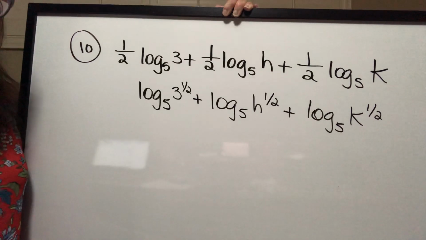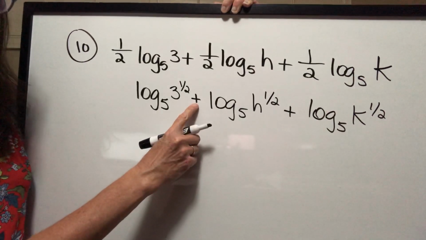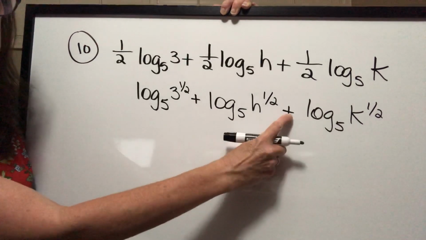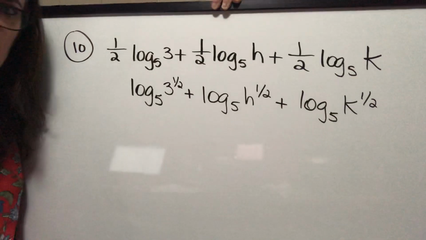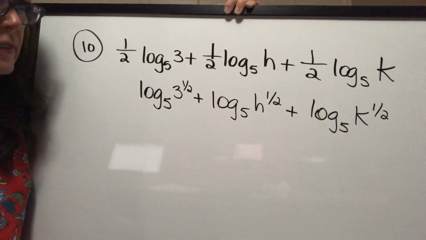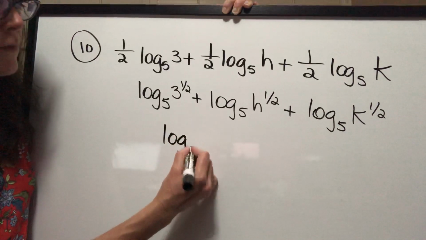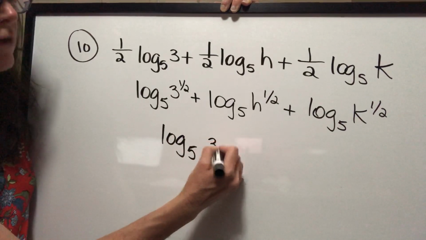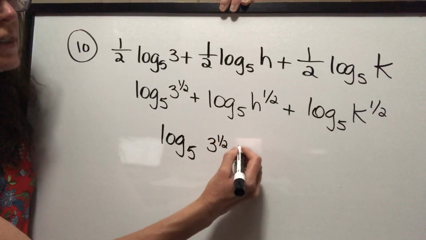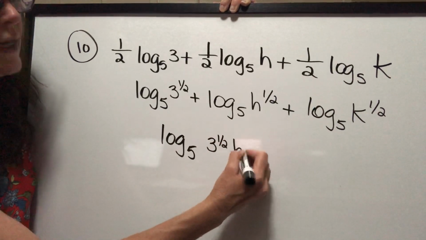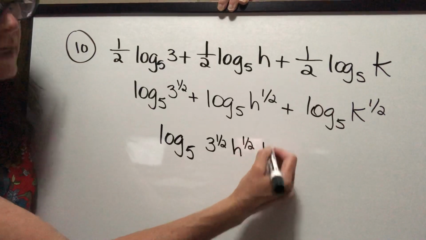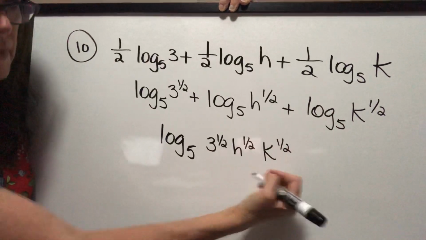Okay, so this time you'll see that all of the logs have addition between them. There's an addition here and addition here. Addition implies that it is multiplication. So I can write this as a single log with a base of 5 and have all of these multiplied together. So it's 3 to the half power times h to the half power times k to the half power, all multiplied together.